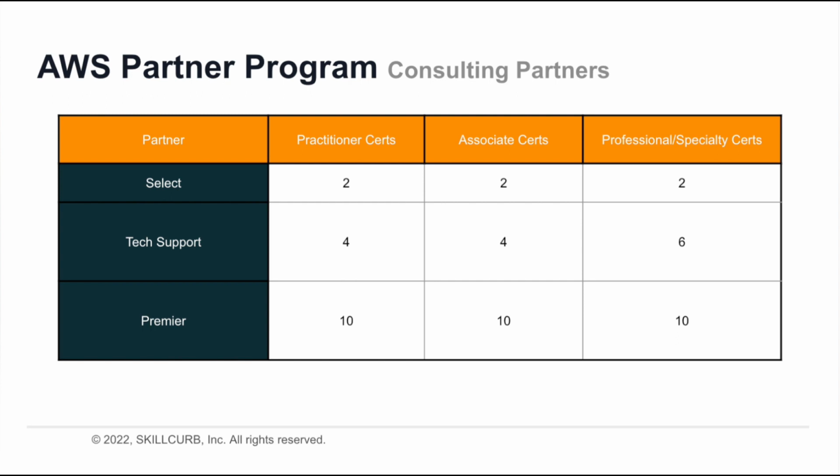1 employee with all the certificates is counted as 1 for each cert that they are certified. So if you have 1 employee who has the practitioner cert, the associate cert, and the professional cert, they will be marked down as 1 for each of those certs.